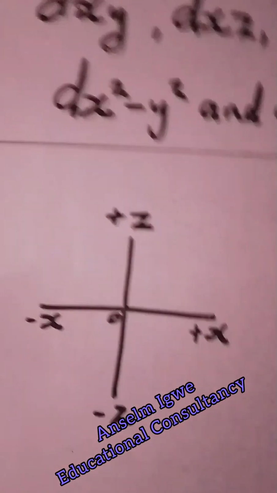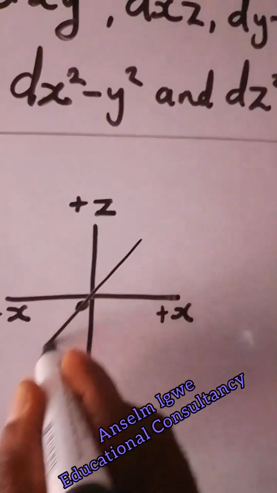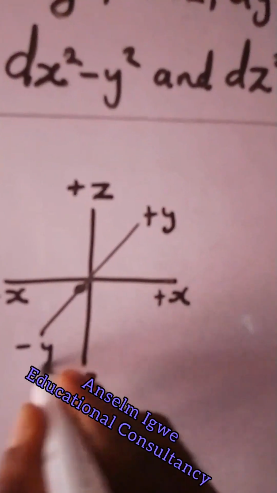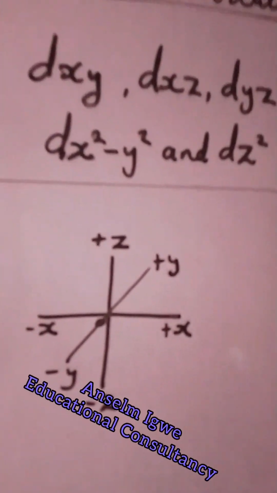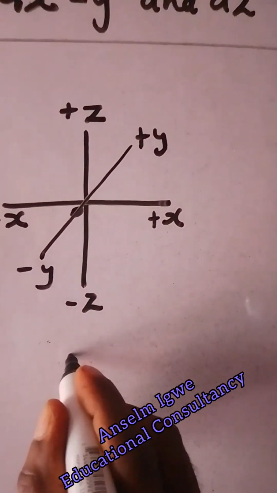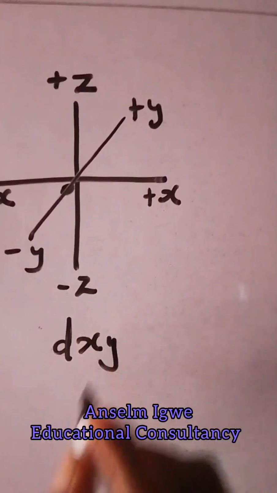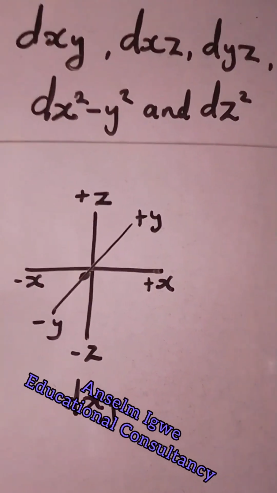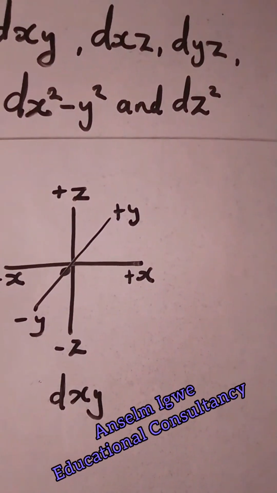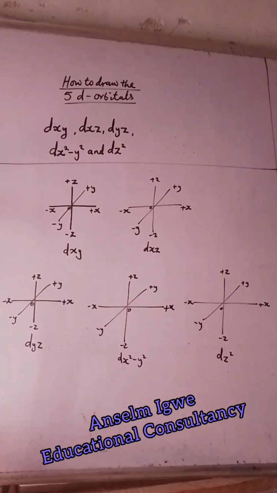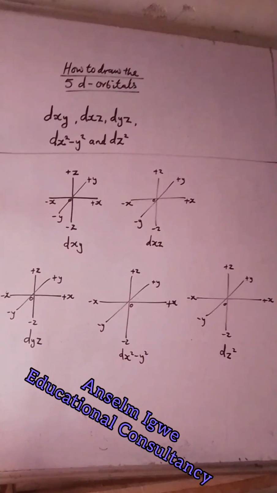So how do we draw it? We draw it like this. And this is our positive y and negative y. So this is the space and it is ready to accommodate each of these orbitals. So let's put the dxy orbital on this space. Then let me draw 4 other spaces so that after drawing, we'll start drawing the shapes one after the other. So these are the 5 spaces, and let's go.